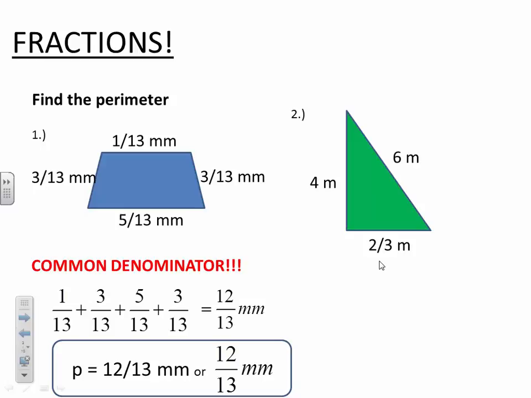Why don't we add the whole numbers first, because that makes everything easy. 4 and 6 we know is 10. We don't need a common denominator because we only have one fraction. So just combine the fraction to make it 10 2/3 meters. Notice we have P for perimeter, and we have our shape circled.